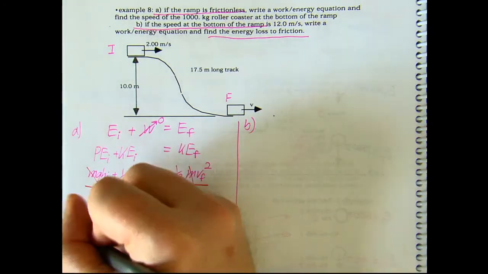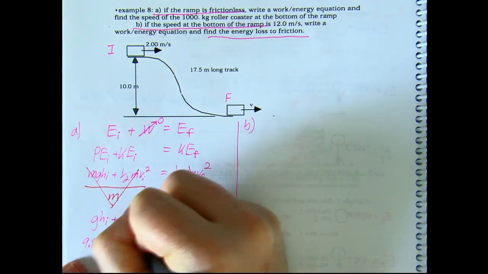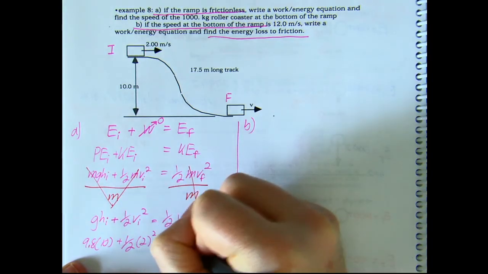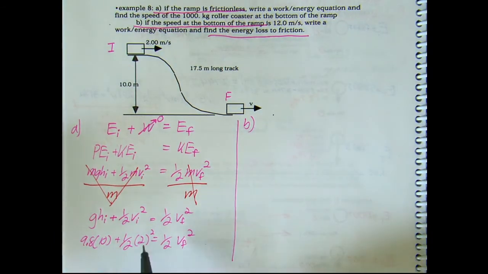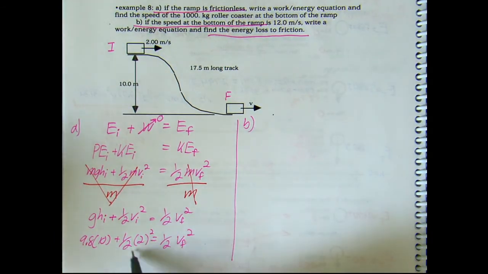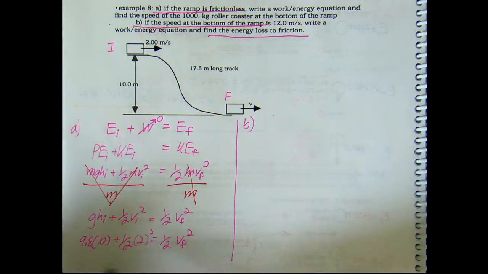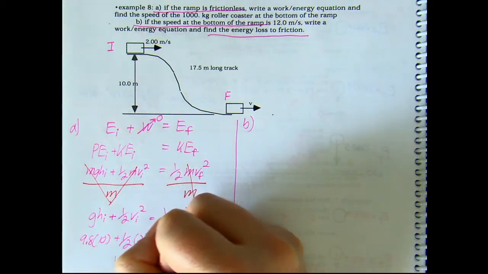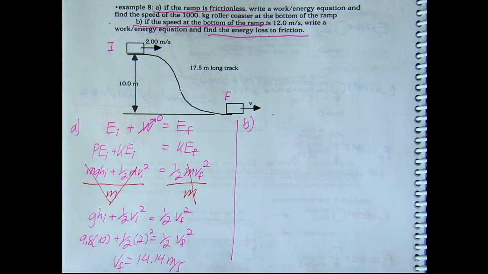Now I can fill this all in. 9.8 times 10 plus 1/2 times 2 squared equals 1/2 v final squared. The algebra here is easy. 98. 2 squared is 4 divided by 2 is 2. I multiply that whole thing by 2 and I square root. I'm going to get a v final of 14.14 meters per second, assuming that the ramp is frictionless.